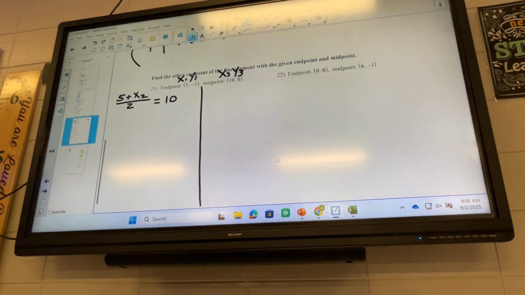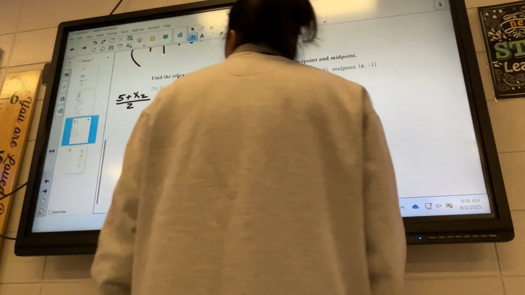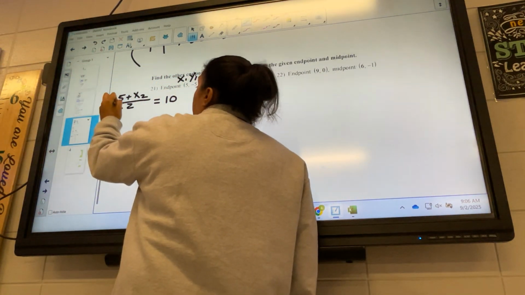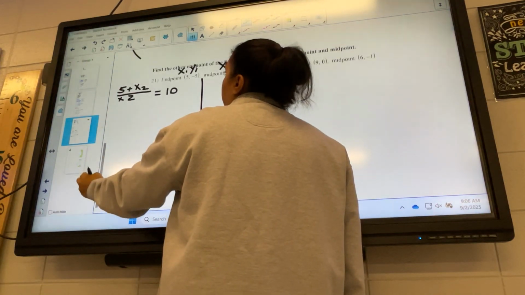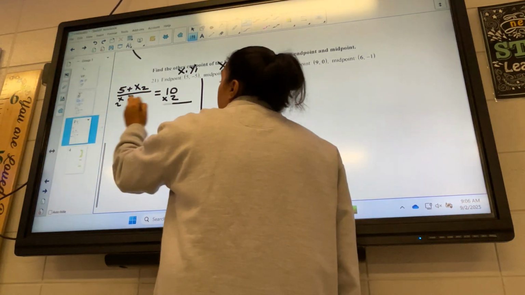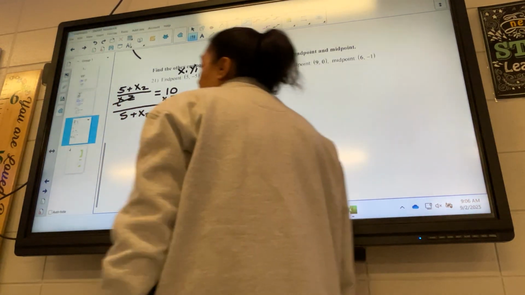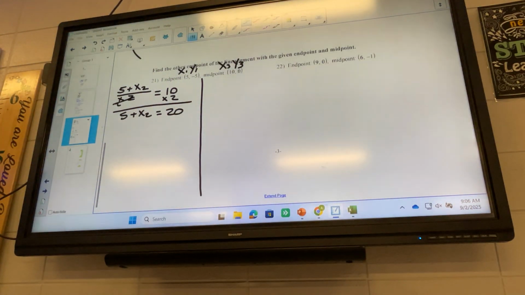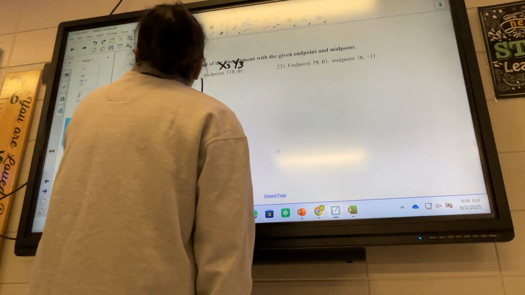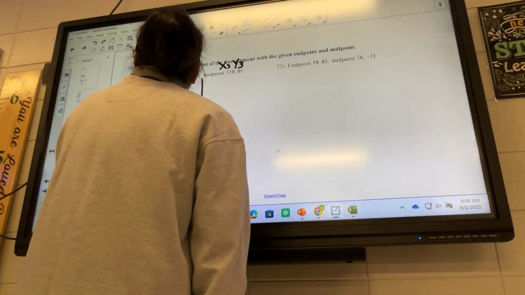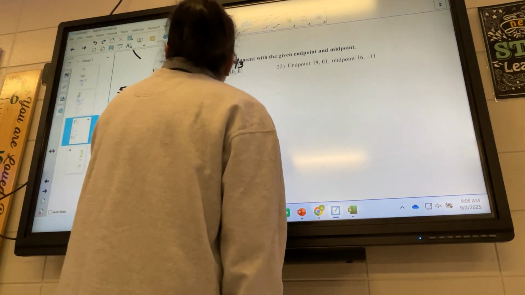On these, they have 2 steps. What are the 2 steps? What's the first of the 2 steps? Times by 2. So we're going to say times by 2, times by 2. So I get 5 plus x2 equals 20. My second step is going to be either to add or subtract. Am I going to add or subtract? We're going to subtract 5 from both sides. So I get x2 equals, well, 20 minus 5 is 15.